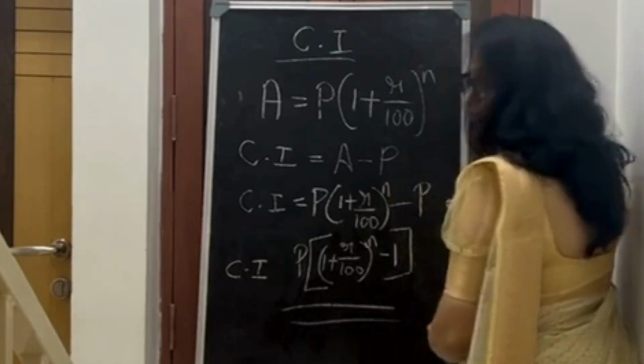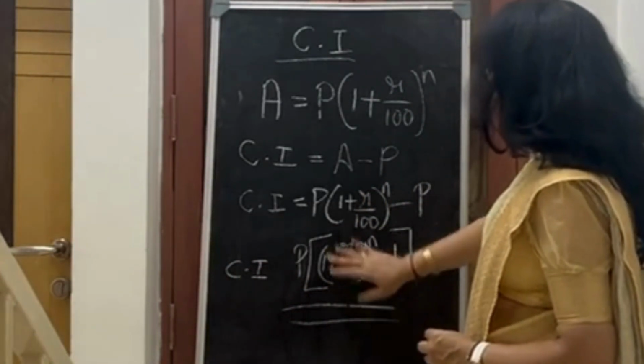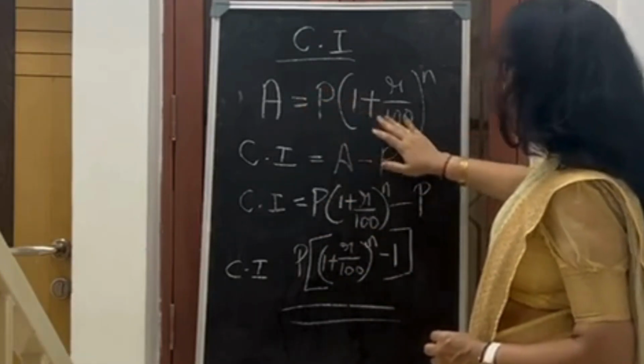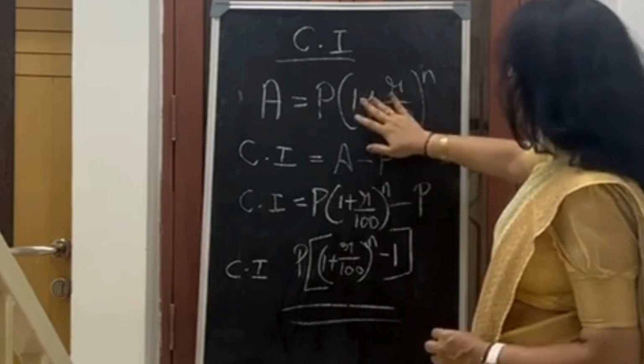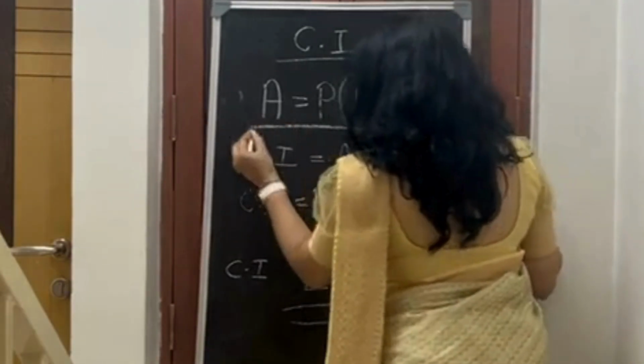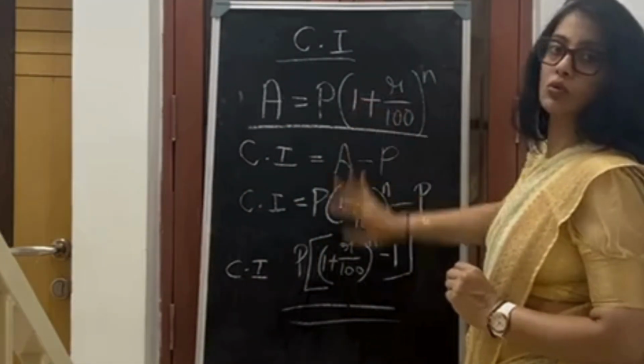Whenever I want to directly find CI, I use this formula, and if I have to just find out the amount, I can use this formula. Please remember these two formulas. It's a very important formula. There will be at least two sums on this.